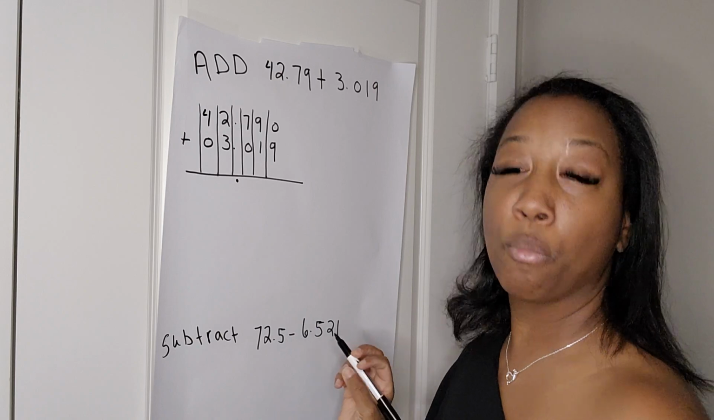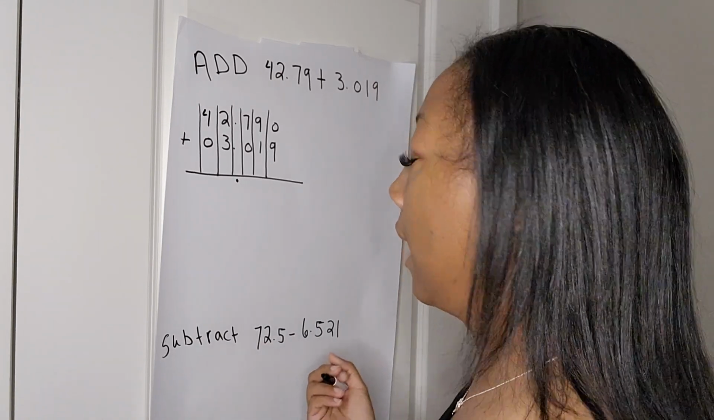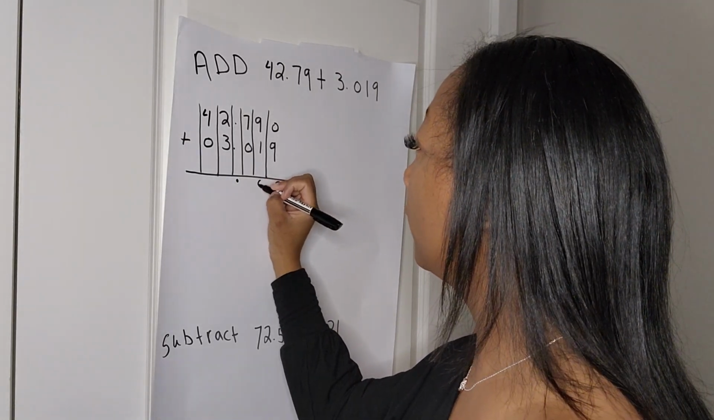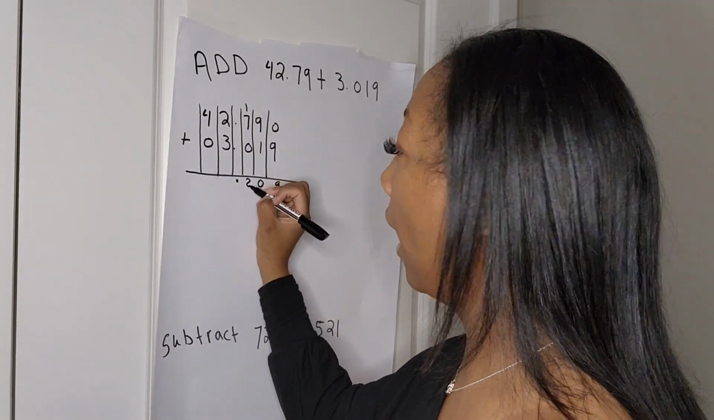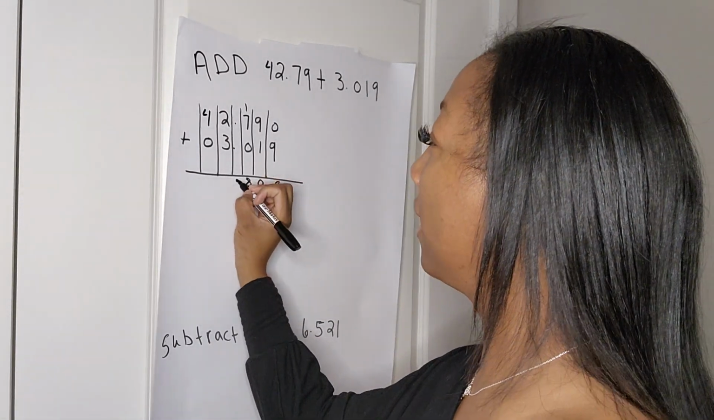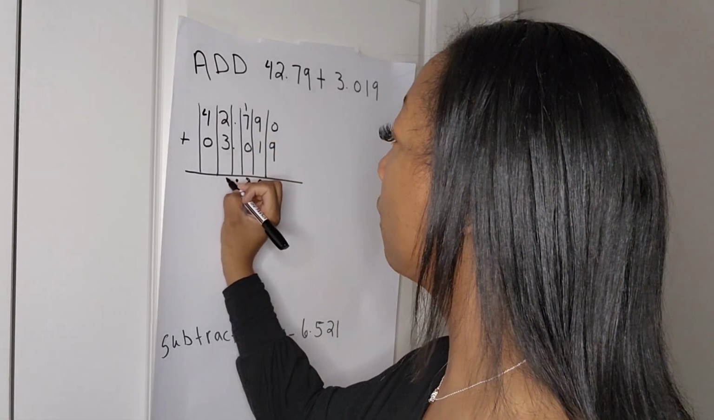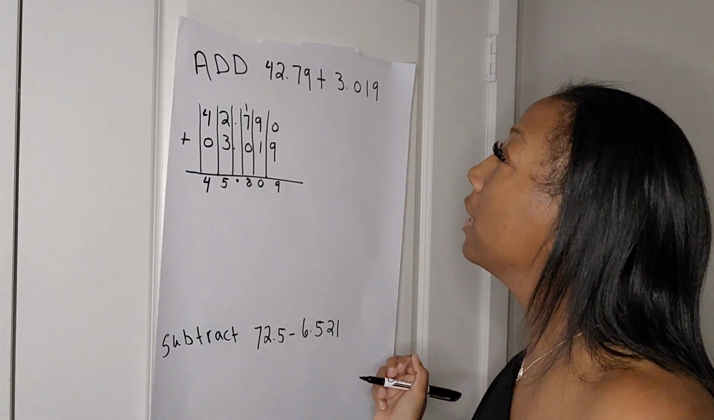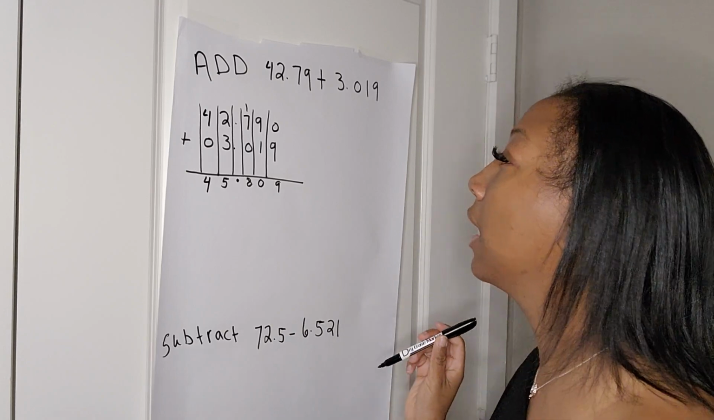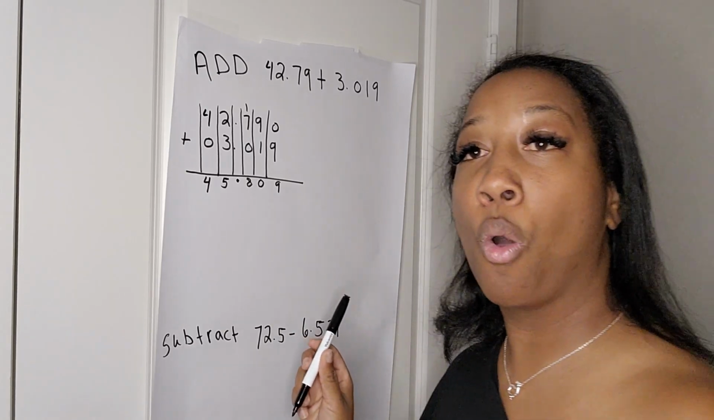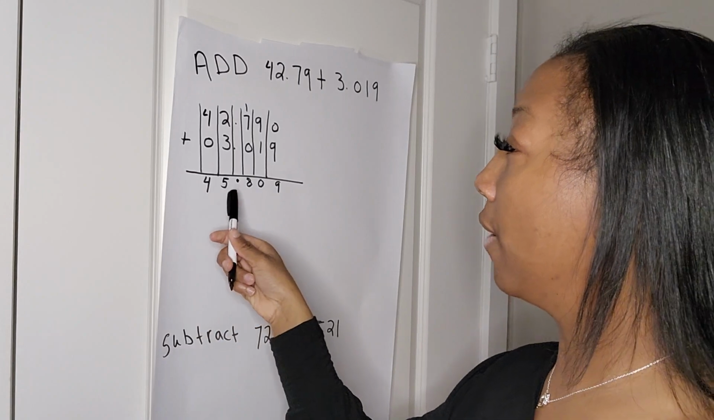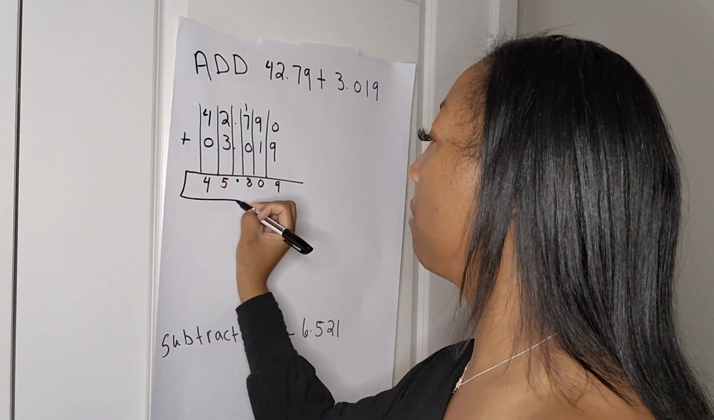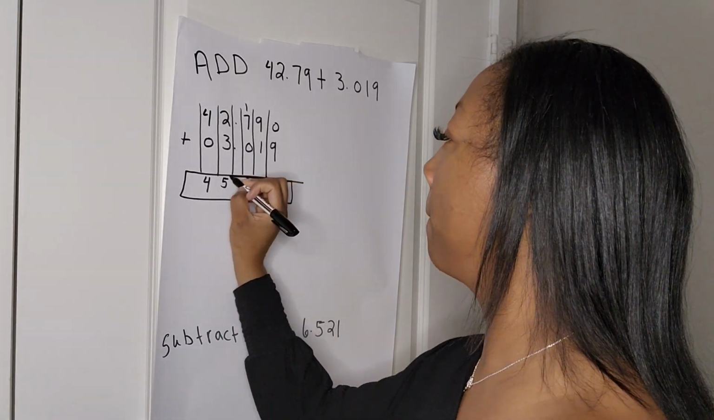The next thing I am going to do is go ahead and add 0 plus 9, 9 plus 1 is 10, 0, 7, 8. I already have my dot. 2 plus 3 is 5, and 4 plus 0 is 4. So 42.79 plus 3.019 equals 45.809. That is my answer to problem number one.